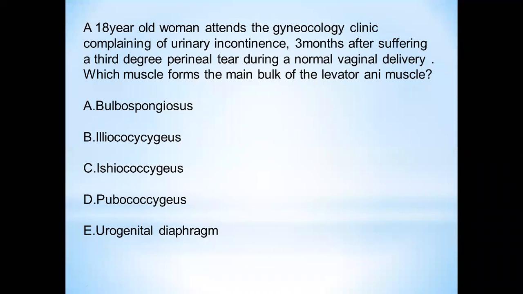An 18-year-old woman attends the gynecology clinic complaining of urinary incontinence, 3 months after suffering a third-degree perineal tear during a normal vaginal delivery. Which muscles form the main bulk of the levator ani muscle? Bulbospongiosus, iliococcygeus, ischiococcygeus, pubococcygeus, urogenital diaphragm. Bulbospongiosus, ischiococcygeus, iliococcygeus, pubococcygeus. Iliococcygeus, B.